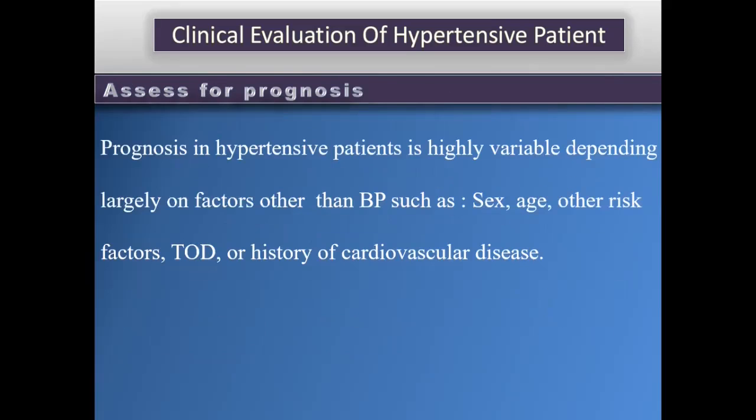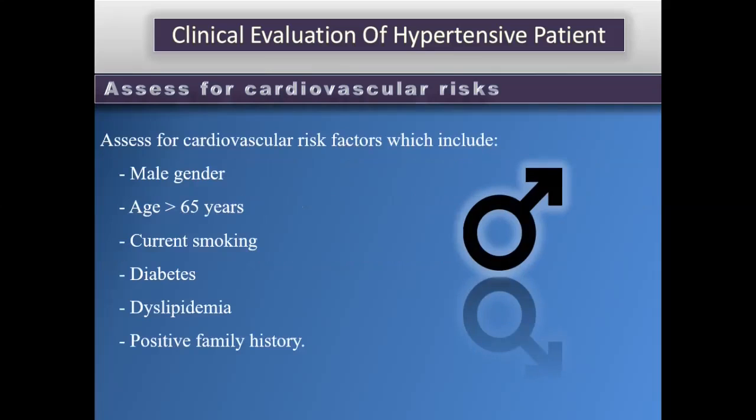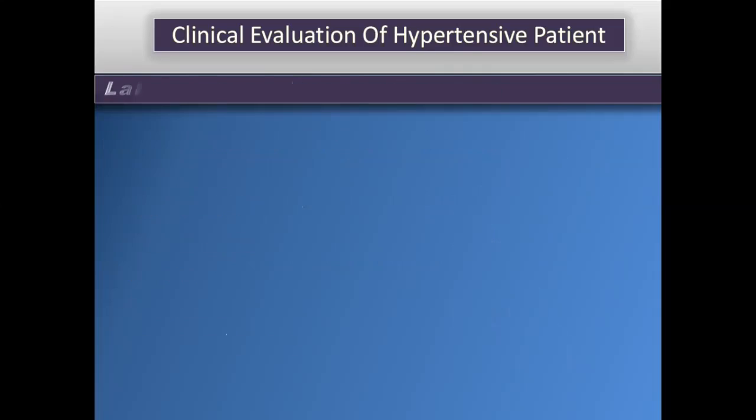We have to make assessment for prognosis. Prognosis in hypertensive patients is highly variable, depending largely on factors other than blood pressure, such as gender, age, other risk factors, target organ damage, or history of cardiovascular disease. Among these factors will be male gender, elderly population, more than 65, current smoking, diabetes, dyslipidemia, and positive family history.